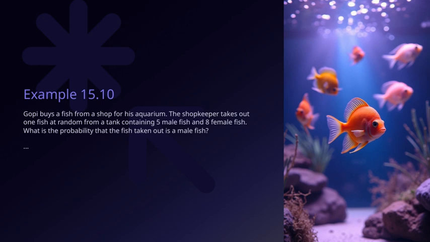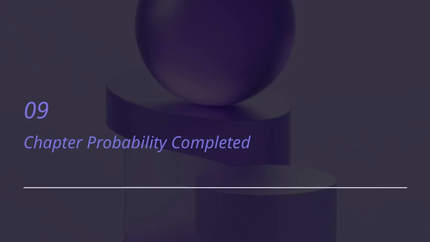Since each fish has an equal chance of being selected, the probability of choosing a male fish is simply the number of male fish divided by the total number of fish. That's 5 divided by 13. This example helps us understand how to calculate probabilities in scenarios involving random selection from a finite set. It also underscores the importance of understanding the basic principles of probability, which is a recurring theme in our overall discussion on probability concepts. Let's take a moment to review the key points we've covered so far.